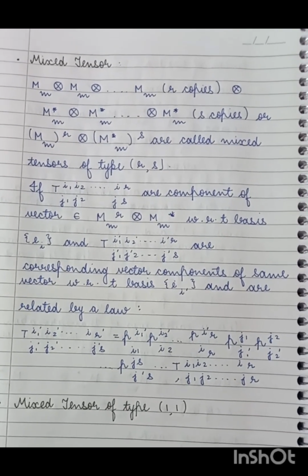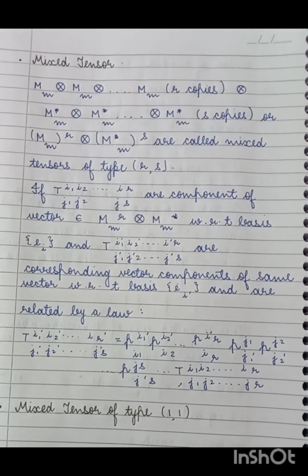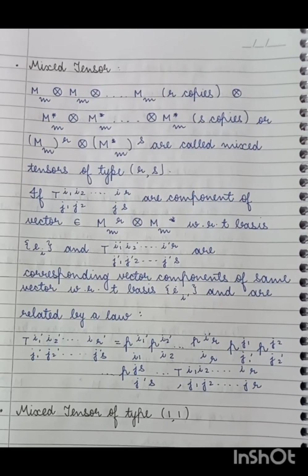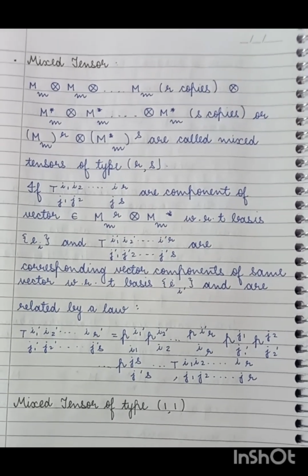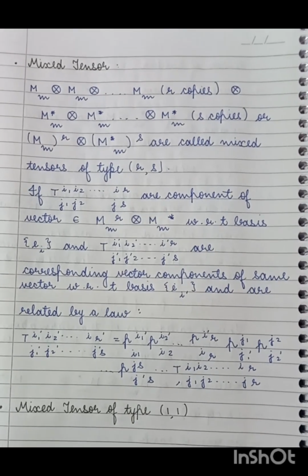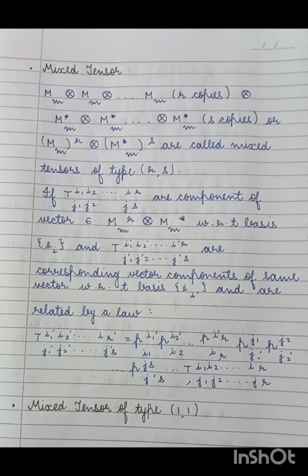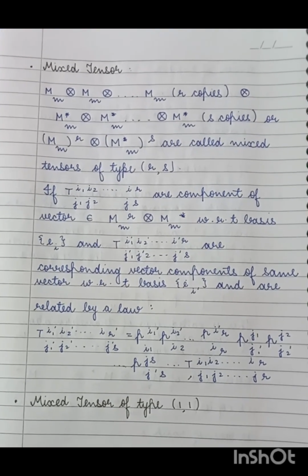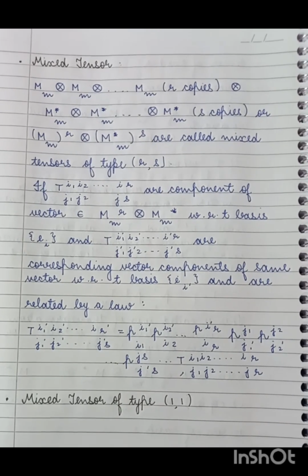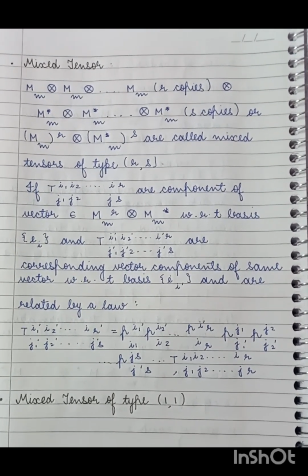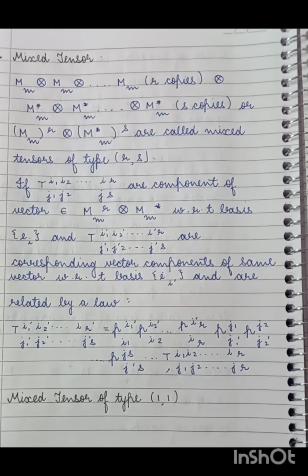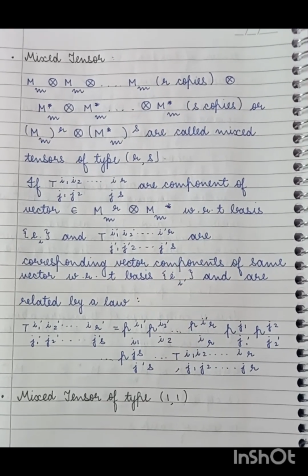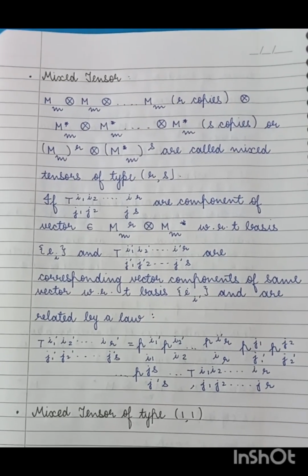If T^{i1 i2 ... ir}_{j1 j2 ... js} are components of a vector belonging to M^r⊗M*^s with respect to basis e_i, and T^{i1' i2' ... ir'}_{j1' j2' ... js'} are the corresponding components of the same vector with respect to basis e_i', and are related by the law T^{i1' ... ir'}_{j1' ... js'} = P_{i1'}^{i1} P_{i2'}^{i2} ... P_{ir'}^{ir} P_{j1}^{j1'} P_{j2}^{j2'} ... P_{js}^{js'} T^{i1 ... ir}_{j1 ... js}. Now, mixed tensor of type (1,1).